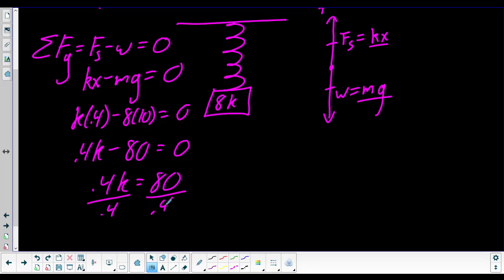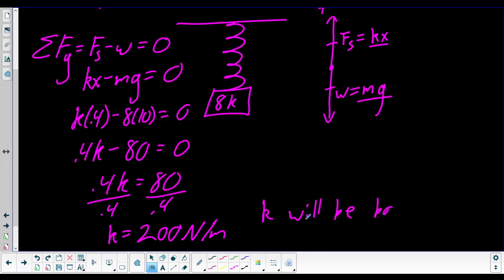And we get... Oh, that's not right. Hold on. I'm sorry, I mistyped it. K equals 200 newtons per meter. K will always be positive. Oops, positive has a P, not a B, huh?